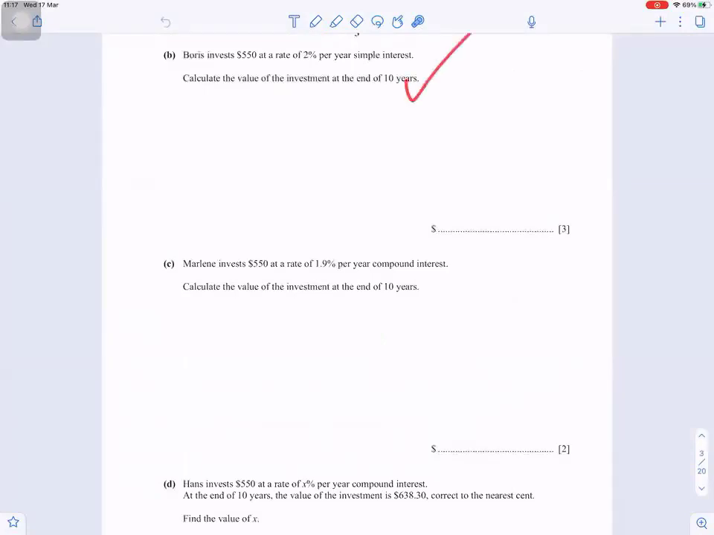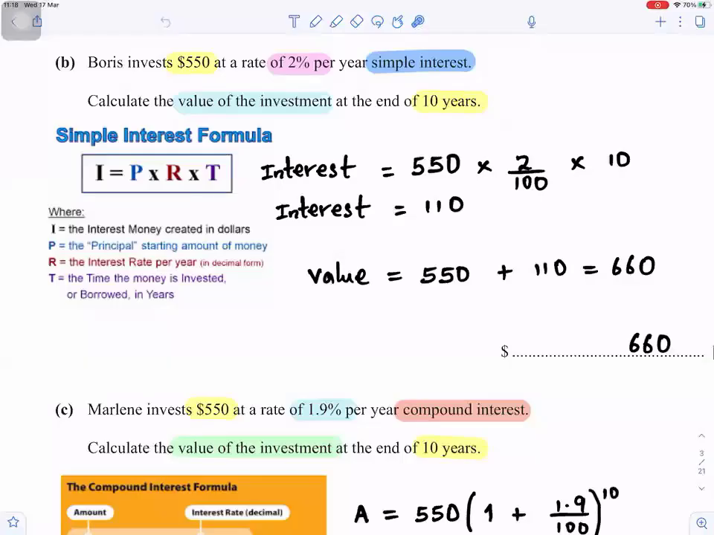Have a go at 1B, 1C, and 1D. Press pause and have a go at these questions, and when you're ready, you come back and check your answer with my solutions. Anyway, welcome back. We look at 1B. Boris invests $550 at a rate of 2% per year, simple interest. Calculate the value of the investment at the end of 10 years.